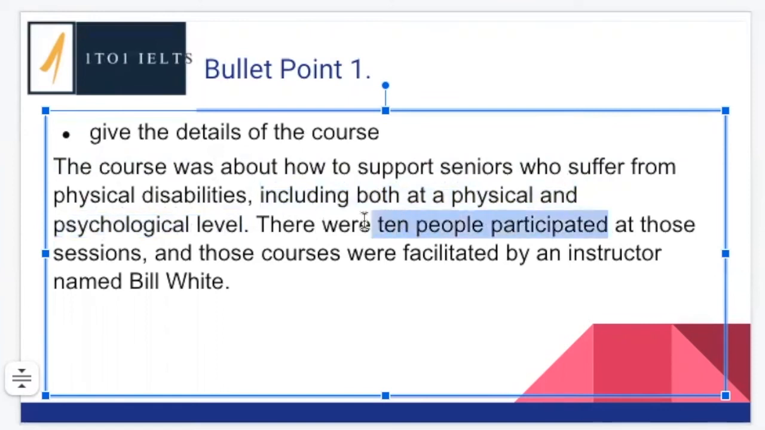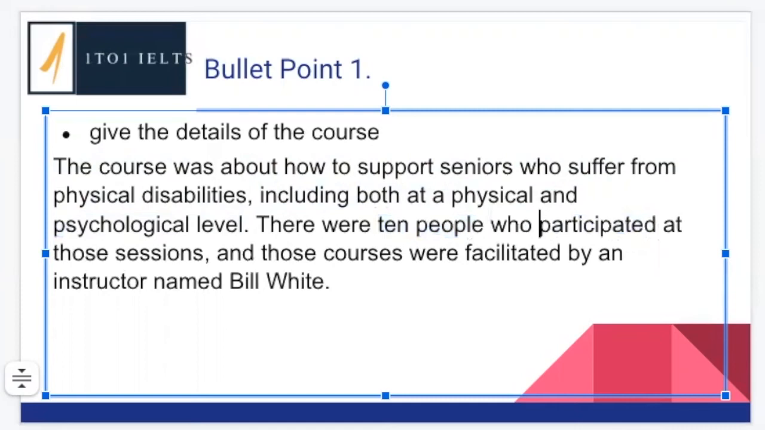We need something in here because we are describing the people. We need a who exactly. There were 10 people who participated at those sessions. Here we're in the past, so good. But try and be consistent. Make sure, again, check any sentences after you've written them. So there were 10 people who participated in those sessions, and those courses were facilitated by an instructor named Bill White.